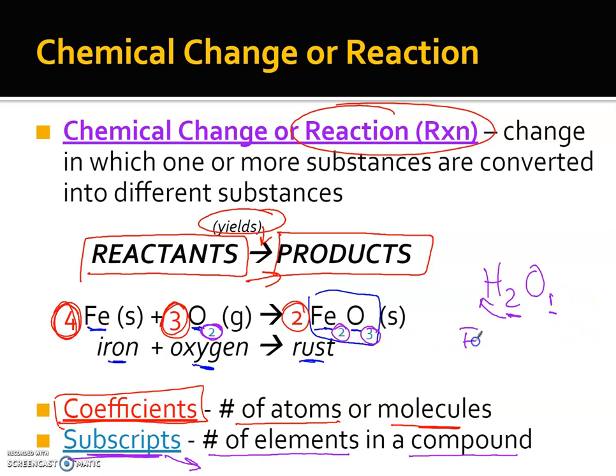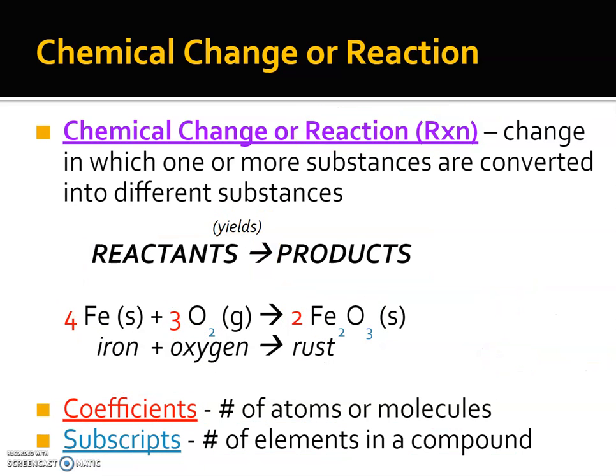So Fe2O3 means you have 2 irons for every 3 oxygens in this compound. There's also FeO in a 1-to-1 ratio. So you have to be careful that you get the subscripts correct so that you're talking about the proper substance.